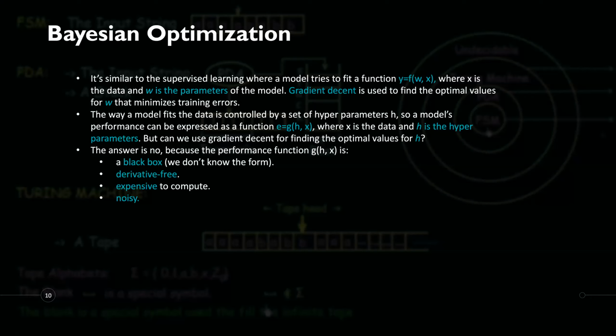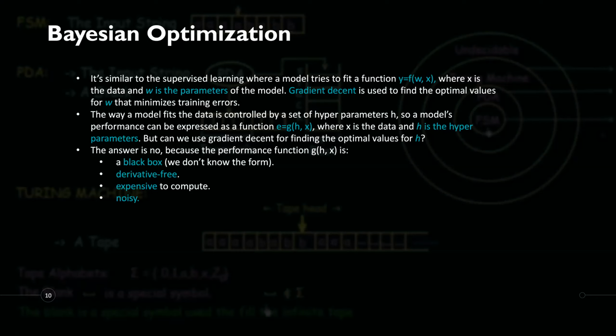We have some ideas on how those parameters impact the training, but we don't know how much, and if there's a quantitative way for us to measure it, right? So essentially, the function G of H and X is a black box, and we can't differentiate it, because we don't know the form, and there's no way for us to calculate the derivative. Therefore we cannot use gradient descent, right?